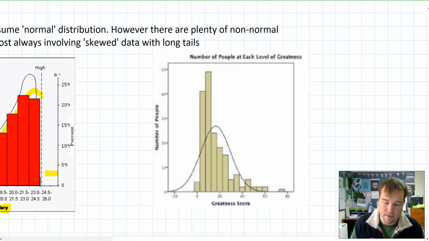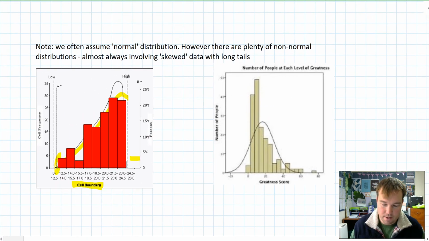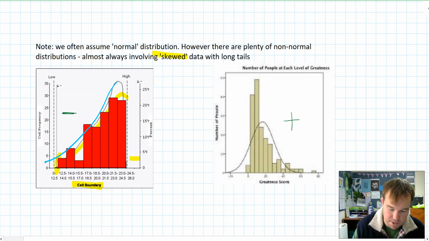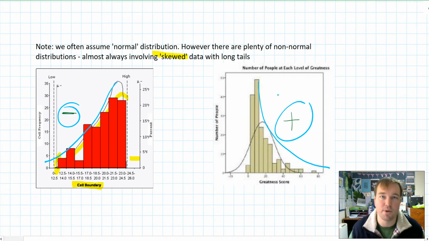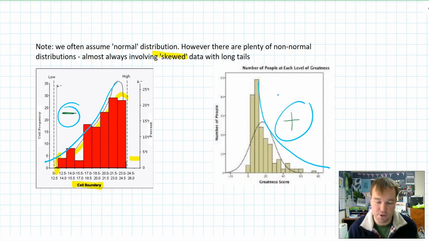Or this here is number of people and a greatness score. Clearly it's very arbitrary and a bit of a joke, but what this is saying is the vast majority of people here are not very great, and then very few are very great. Each of these data sets is what we call skewed. Skewed data involves long tails, and this is what we call negatively skewed, and this is what we call positively skewed. The way I remember that is if the tail, which is this side, is on the negative side, it's negatively skewed. If the tail is on the positive side, it's positively skewed. And that is terminology that is good to know and remember. And if you have a skewed data set, the mathematics we're about to do doesn't actually apply to it.